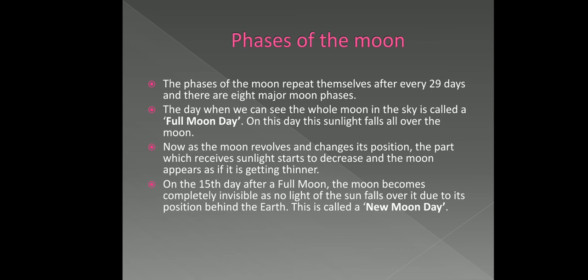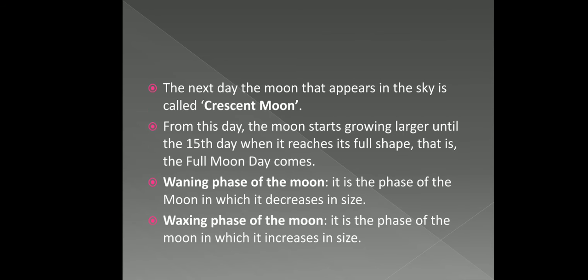After 15 days of the full moon day, there comes a new moon day. The moon becomes completely invisible. So that is new moon day. Crescent moon. The next day of the moon that appears in the sky after the new moon, that is crescent moon.